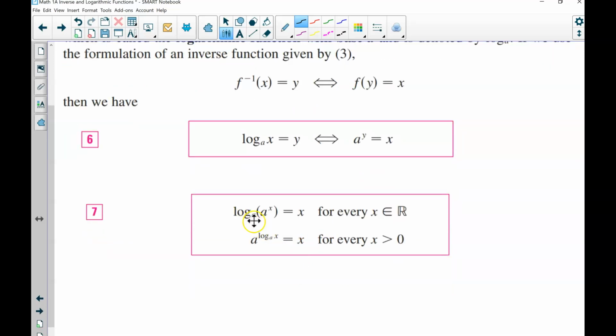Now, the log of base a of a to the x is equal to x for every x value that's all real numbers. And the base a with an exponent of log of base a of x is equal to x for every x being greater than 0.